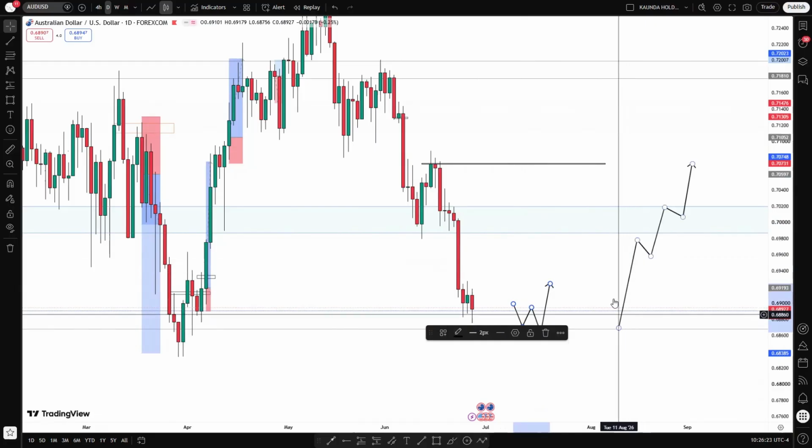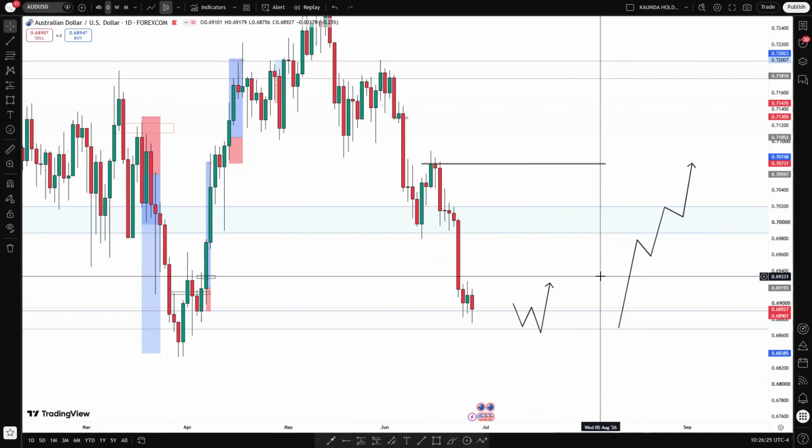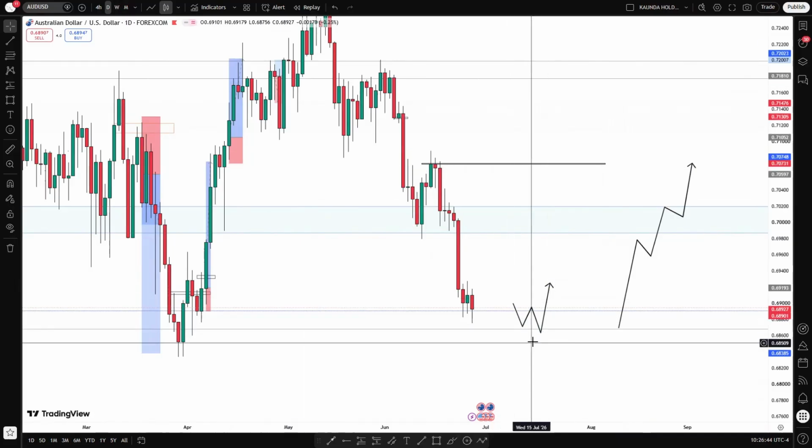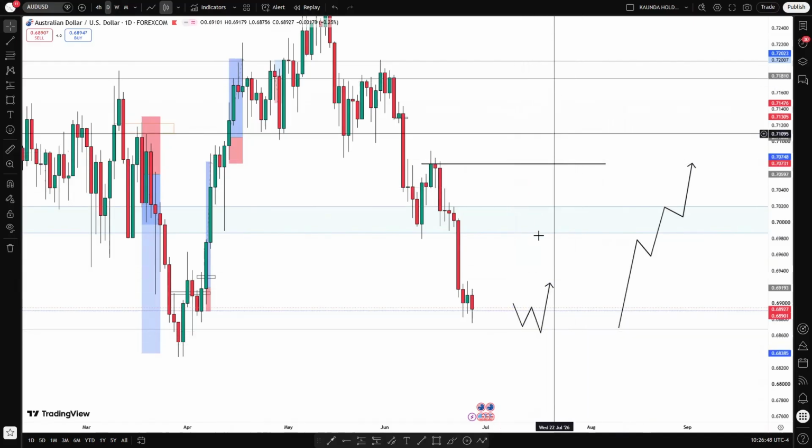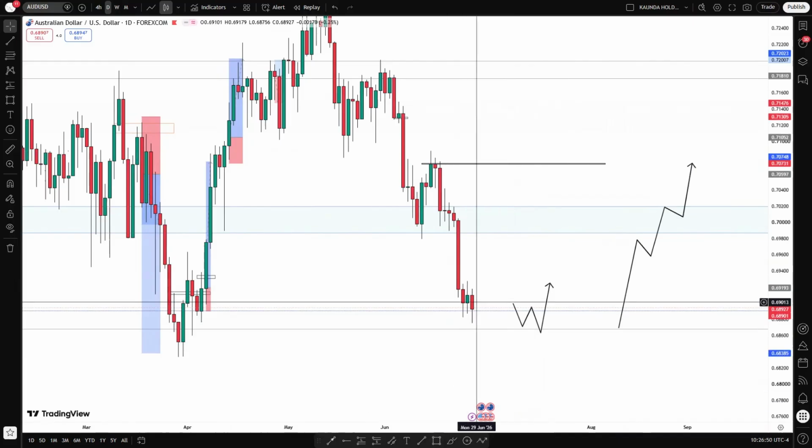We can give this pair one more week. Yeah, okay. So that we can know if price is really wanting to break below this level, or its intention is to buy above, or if the weekly wants to sell below.